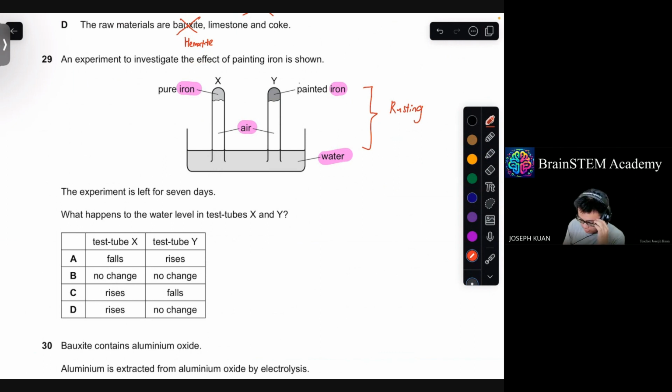So remember, paint protects the iron from rusting. So pure iron will corrode and form rust as a result of exposure to air, oxygen in the air, and also water. Because the air and water actively react with the iron, the water level will rise for X, and then test tube Y, no reaction, so it shouldn't be changing. The answer should be D for question 29.